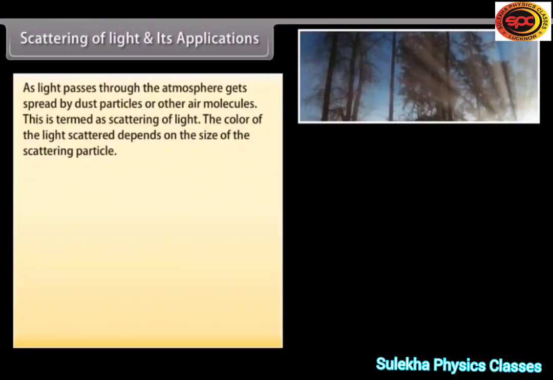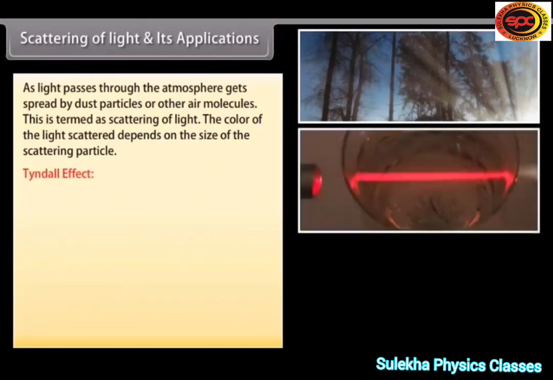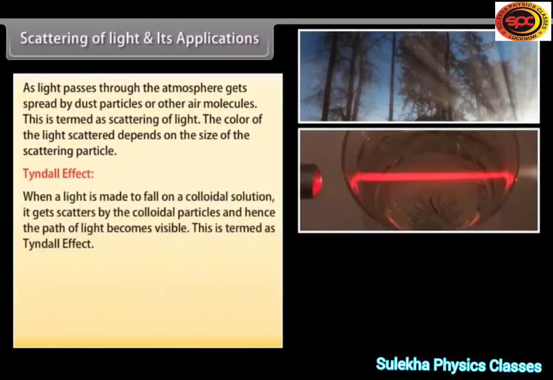Scattering of light and its applications. As light passes through the atmosphere, it gets spread by dust particles or other air molecules. This is termed as scattering of light. The color of light scattered depends on the size of the scattering particle. Tyndall effect. When light is made to fall on a colloidal solution, it gets scattered by the colloidal particles and hence the path of light becomes visible. This is termed as the Tyndall effect.